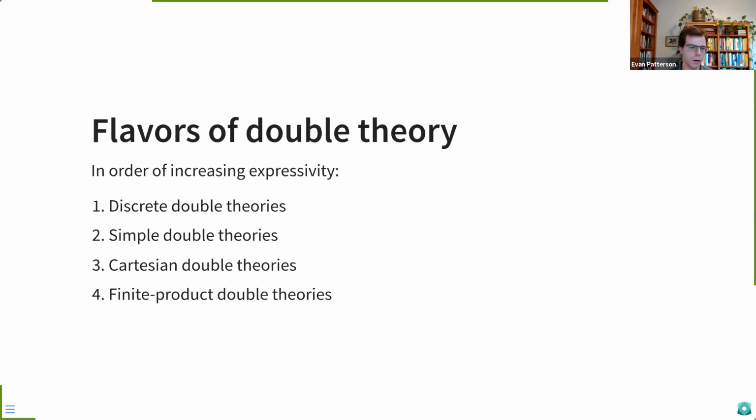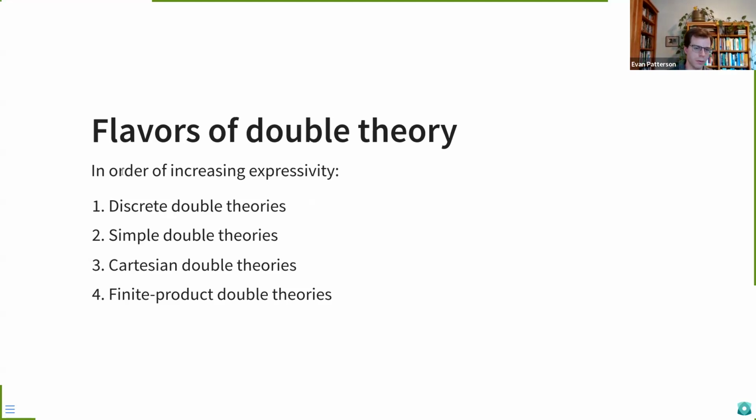Okay, so in this next part of the talk, I'm going to describe some different flavors of double theories and give some examples of them. So in a sense, we've already seen one example. The terminal or the trivial double theory is the one whose models are just categories. But we can start to build up some more interesting things, and we'll see a few examples of that.